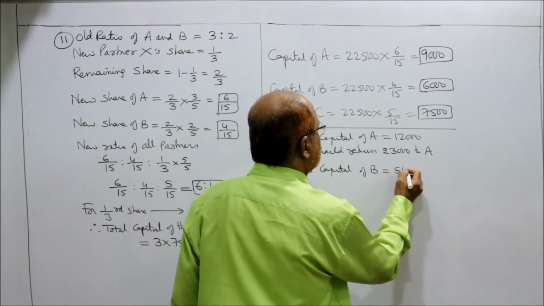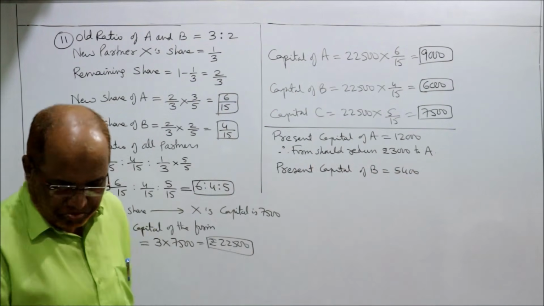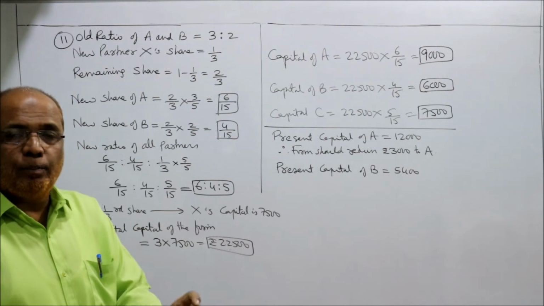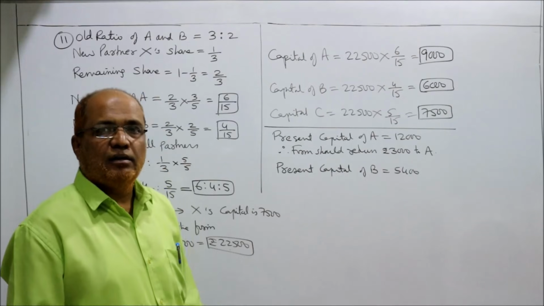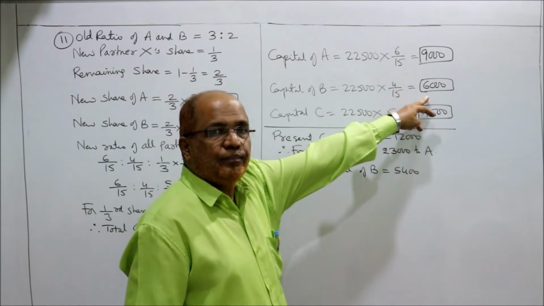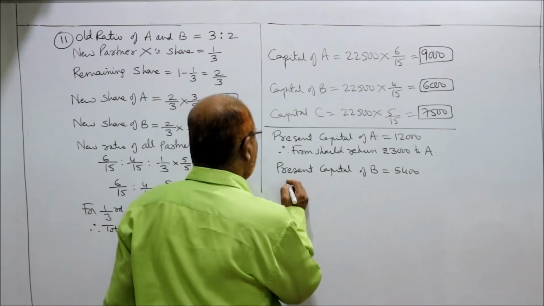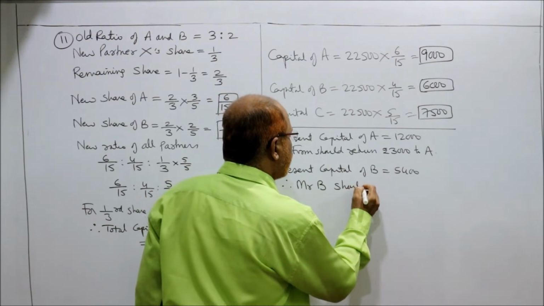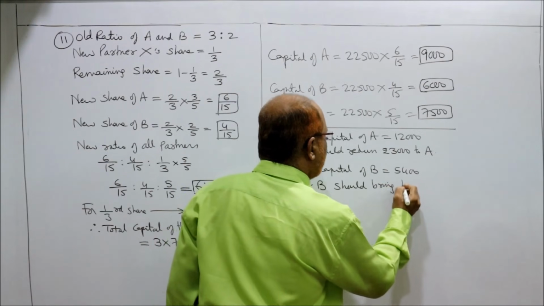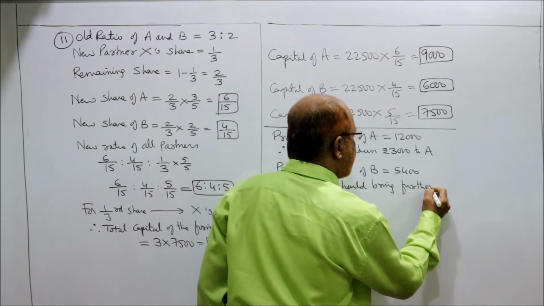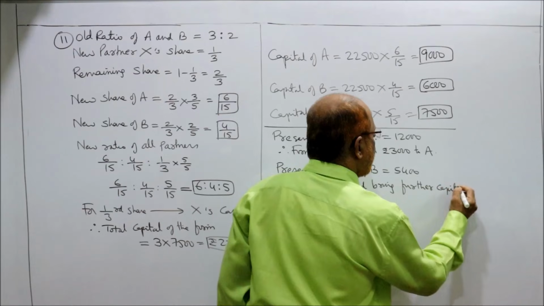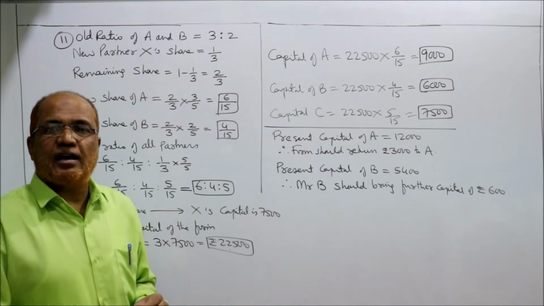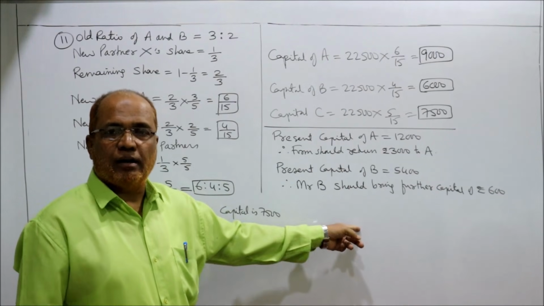is equal to 5,400. 5,400, it is given in the first line of the problem. The present capital is 5,400, but he needs how much capital? 6,000. Therefore, Mr. B should bring further capital of ₹600. और 600 रुपए लेकर आना उन्हें. कौन लेकर आना? बी पार्टनर.